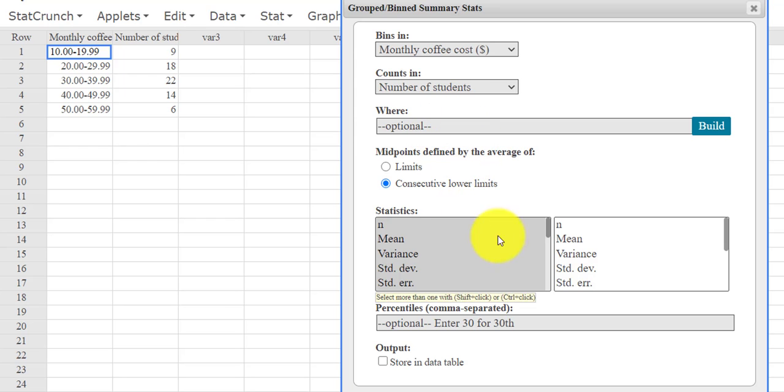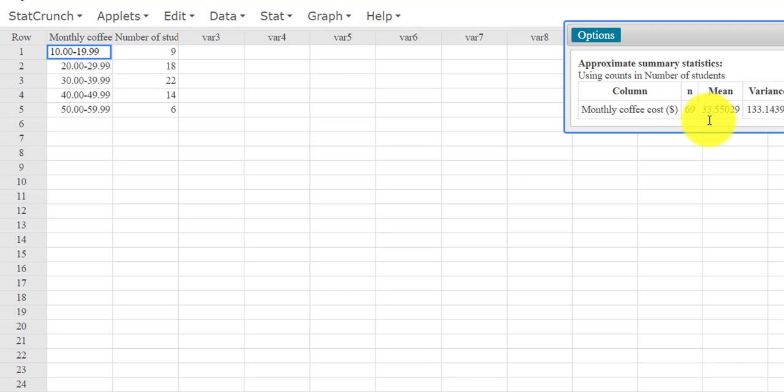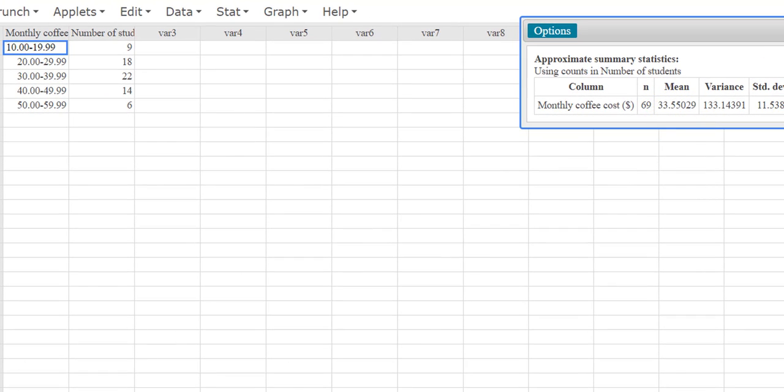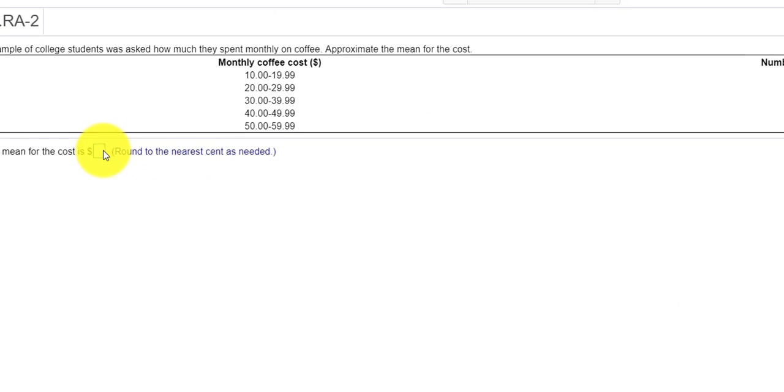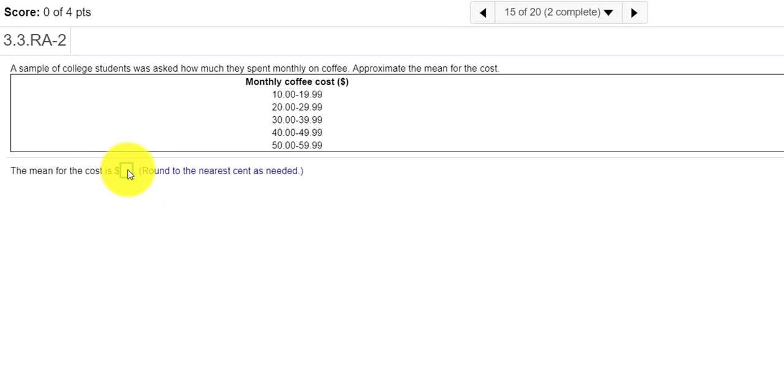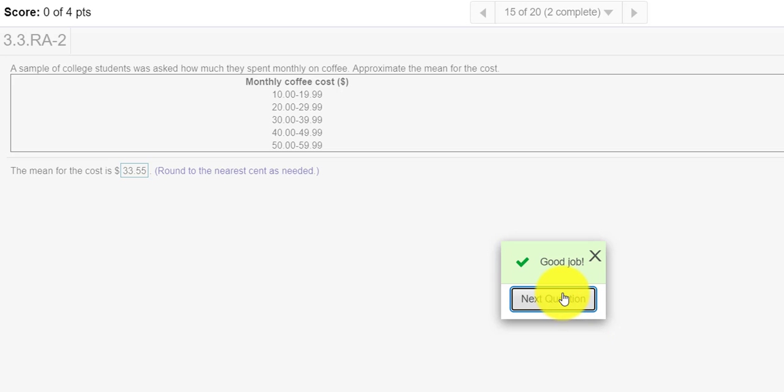So if we want the mean, right, I press compute, and the mean looks like it's 33.55. Right, so I'll put in 33.55. And it says round to the nearest cent, so that'd be 55 cents. So I think we're good. Check answer. We get the good job.